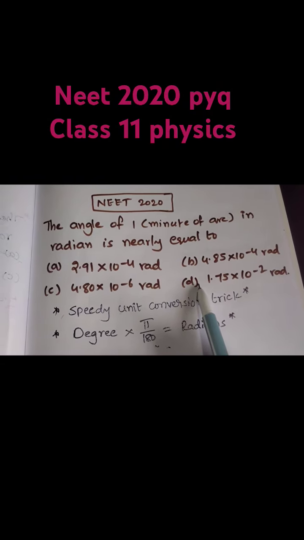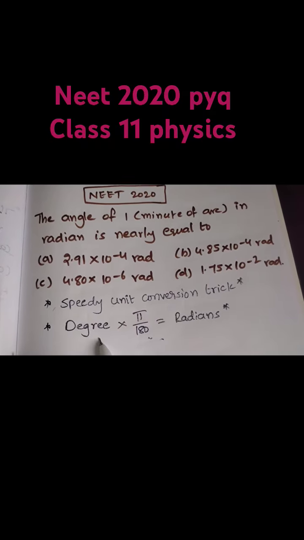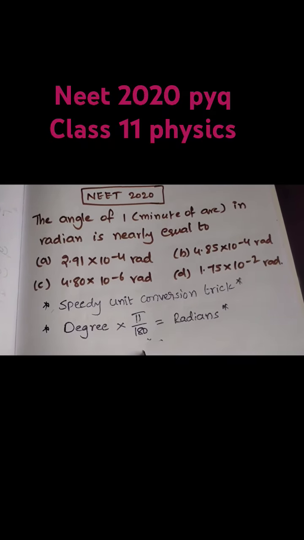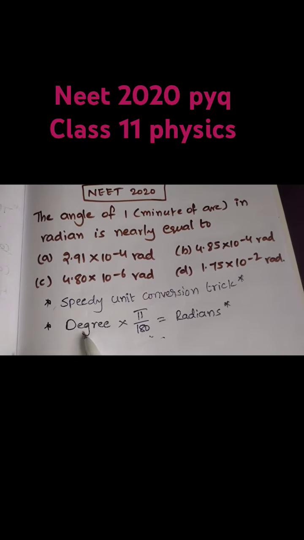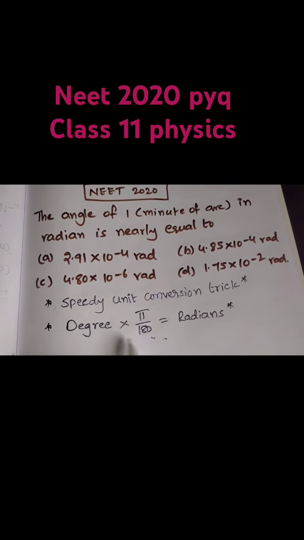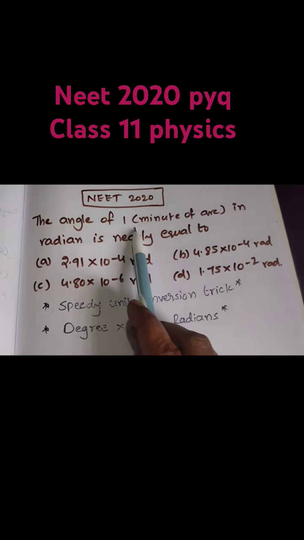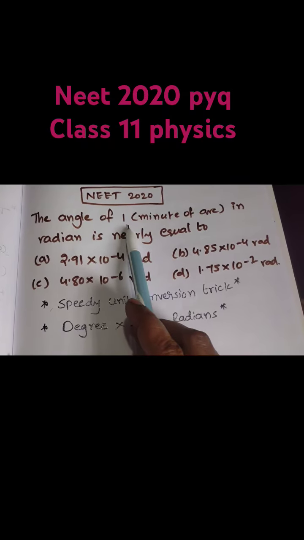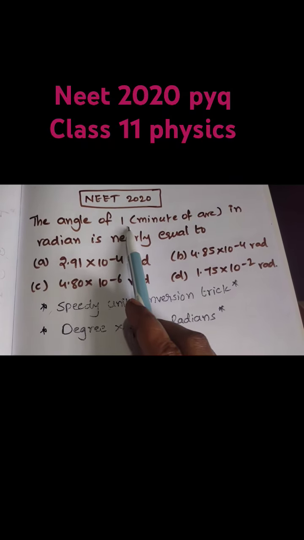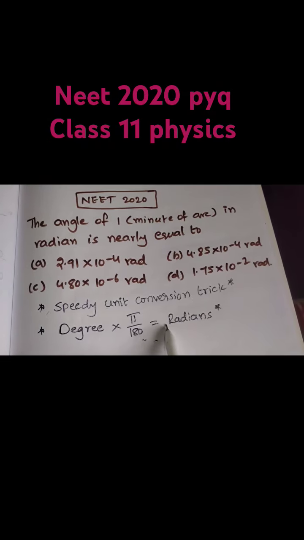Here, to solve this problem, you have to memorize a unit conversion trick, that is degree into pi by 180 equal to radians. If the problem is given in degrees, then you have to convert it into radians by multiplying with pi by 180. Here they have given us 1 minute. How can we convert this minute into radians? First of all, you have to convert this minute into degrees and after that convert it into radians.